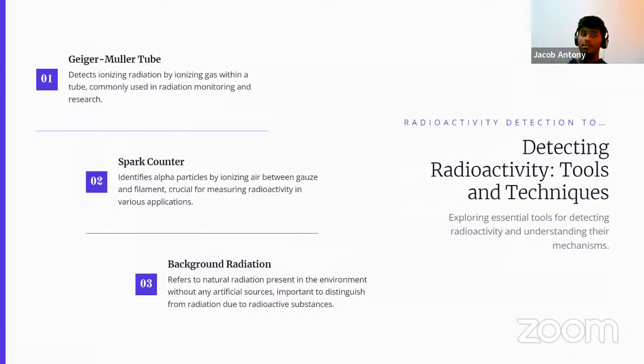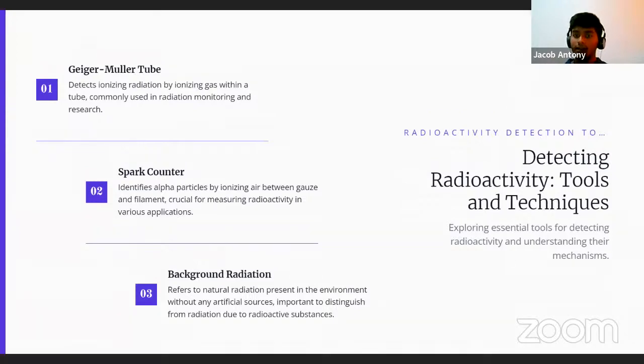Now, detecting radioactivity, we're going to be looking at the tools and techniques which are used for radioactivity. The Geiger-Müller tube detects ionizing radiation by ionizing gas within a tube, commonly used in radiation monitoring and research. It is often known as a Geiger counter, and it is a device used to detect and measure radiation. It works by detecting tiny particles or rays given off by radioactive materials. Inside the tube, when radiation passes through, it causes a small electric current to flow.